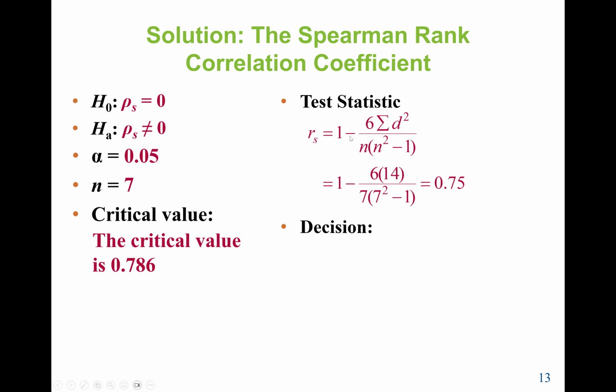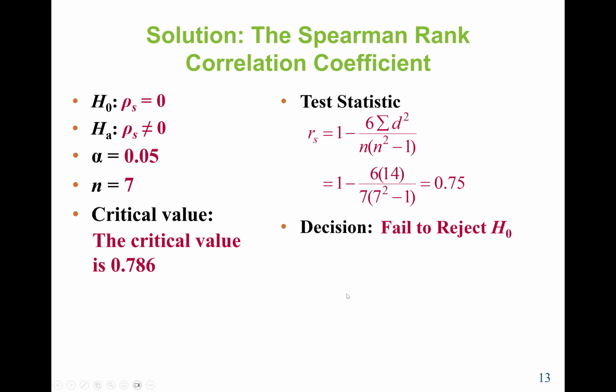So we plug in the values: 1 minus 6 times 14. The sum of D squared is 14. N is the sample size, 7. 7 times 7 squared minus 1. So our answer is 0.75. Then we look, okay, 0.75 test statistic. Oh, the critical value is 0.786. This means the critical value is greater than the test statistic. So we are going to fail to reject H0. So that means there's no correlation. Fail to reject H0, there's no correlation between the beef price and also the lamb price.